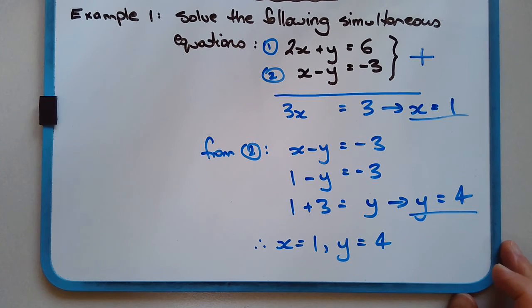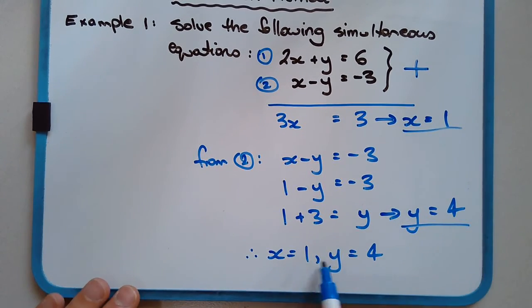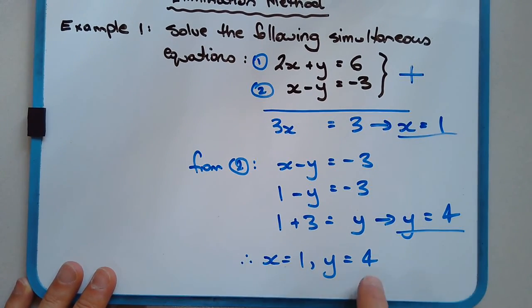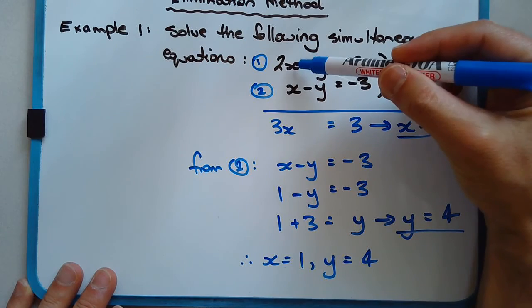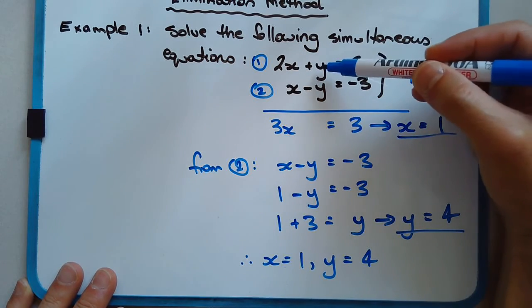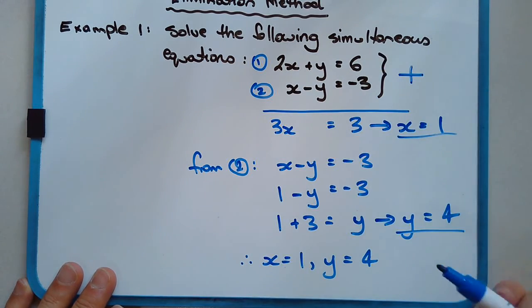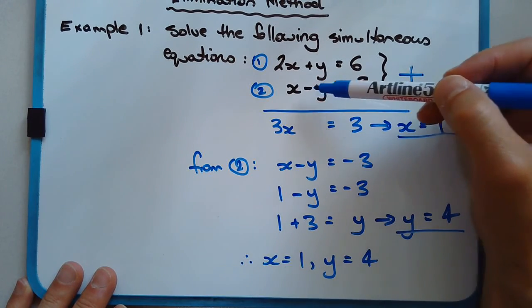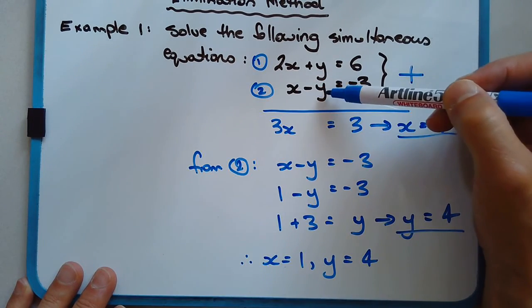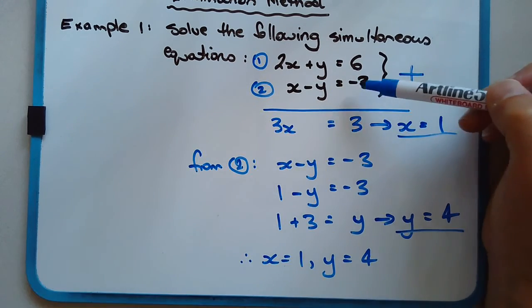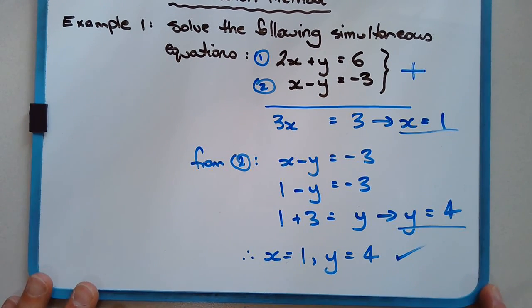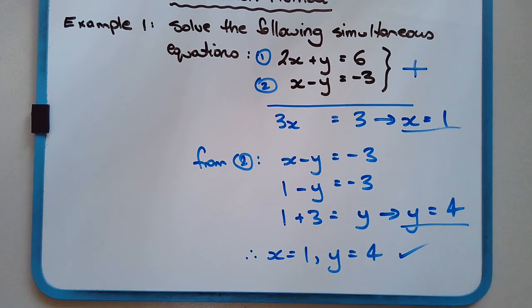Now, one last step, and you should try and factor in a little bit of time: check to make sure that this solution in fact works for both of these equations. If x equals 1, y equals 4, then 2 times 1 is 2, plus 4 equals 6, so that's correct. What about the second equation? x equals 1, so 1 minus 4, substituting the 4 in here for y, 1 minus 4 certainly equals negative 3. So I'm satisfied that this is the correct answer for this set of simultaneous equations.